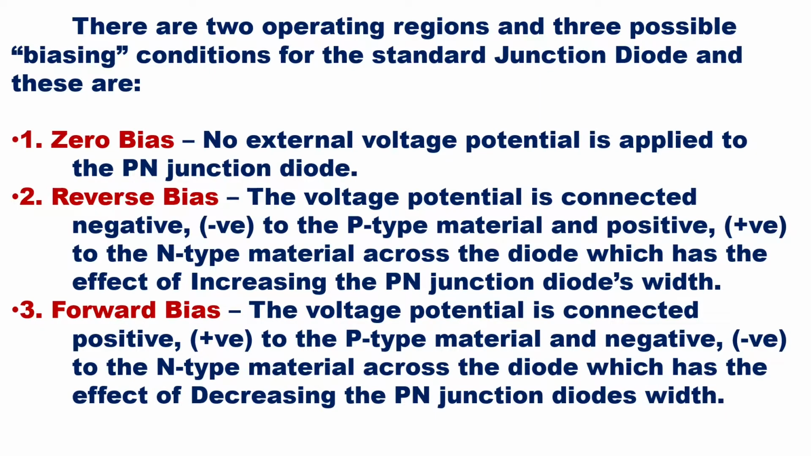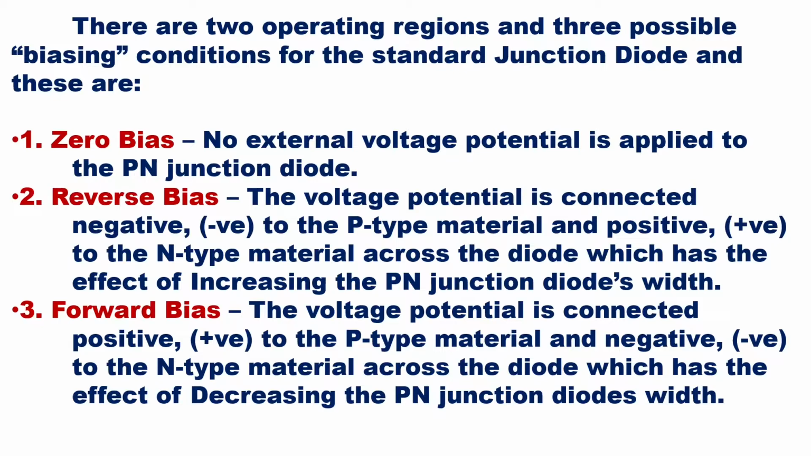Number two is reverse bias. The voltage potential is connected negative to the p-type material and positive to the n-type material across the diode, which has the effect of increasing the PN junction diode's width. And number three is forward bias. The voltage potential is connected positive to the p-type material and negative to the n-type material across the diode, which has the effect of decreasing the PN junction diode width.